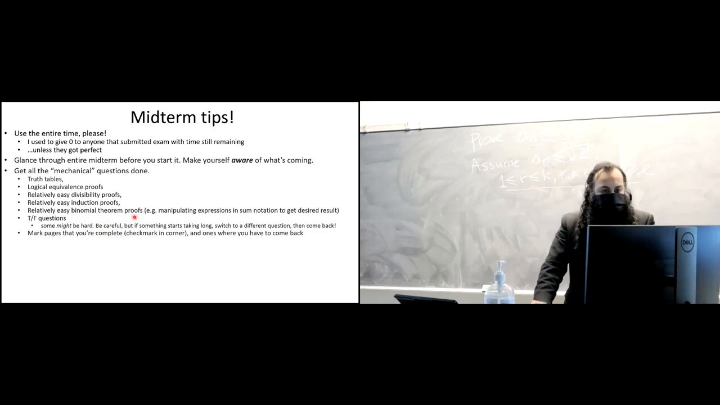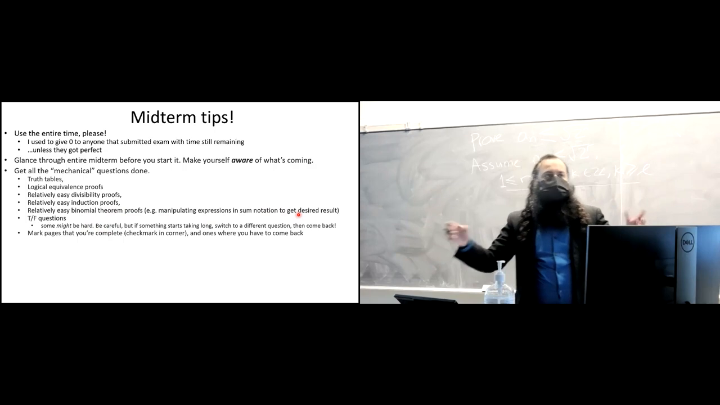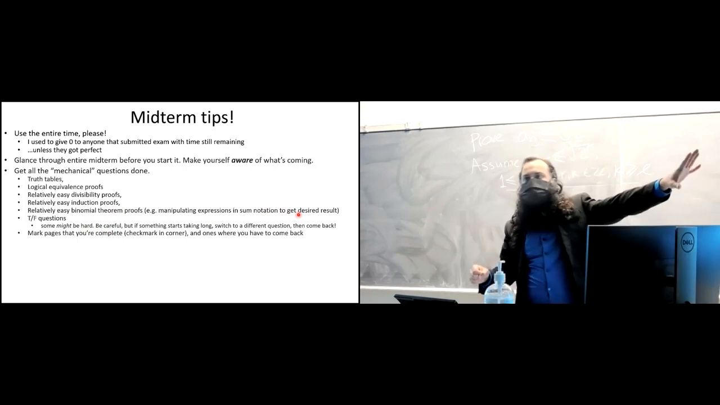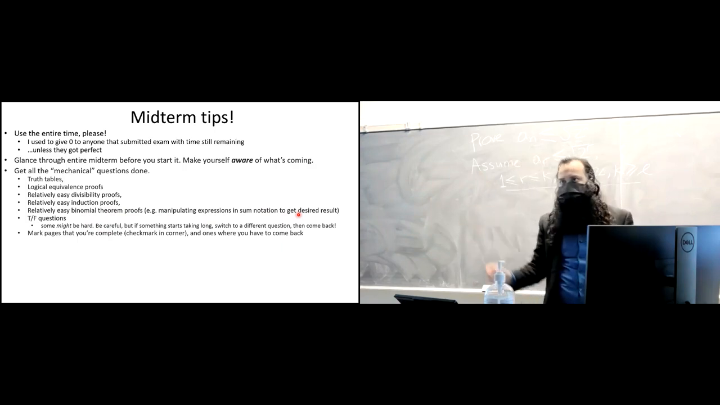Relatively easy binomial theorem proofs. So, manipulating expressions in summation notation. I have (A plus B) to the N minus (A minus B) to the N. You just plug in the summation notation for the first one, plug in the summation notation for the second one, and then keep doing some algebra until you get whatever they want you to prove.